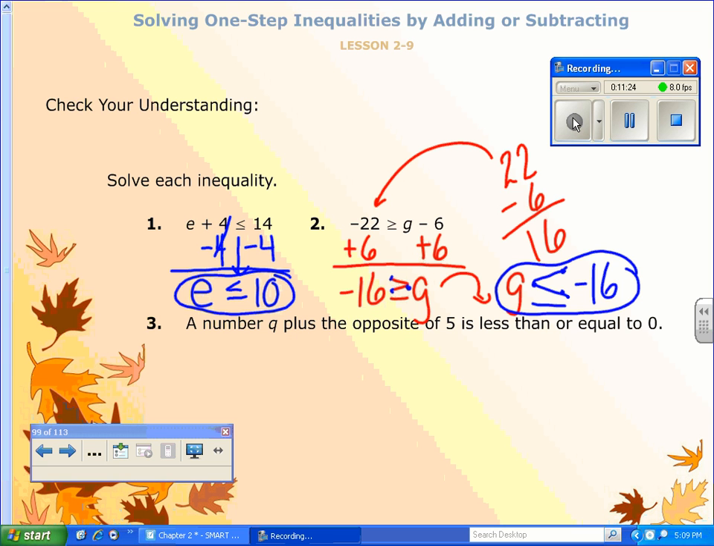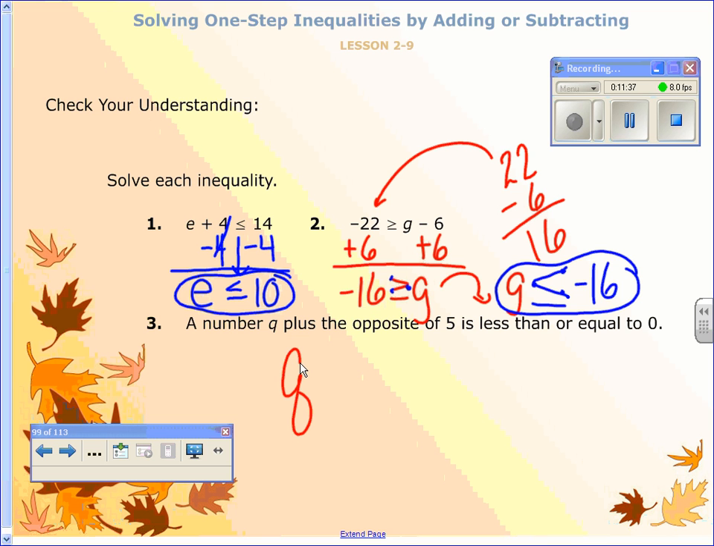All right, so for number 3 here, you keep going back to basically writing expressions or inequalities and equations from words. So you need to be able to find those key terms. So q plus the opposite of 5. Well, so a number that is the same distance from 0 as 5 is negative 5, is less than or equal to 0. So that is what I have.